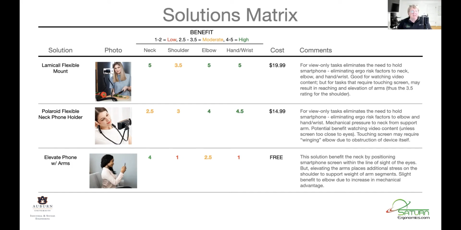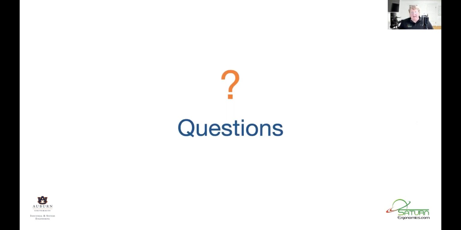But for example, the one at the bottom, elevate the phone with the arms. Okay, it really helps the neck. But then when you do that, you put strain on the shoulder. So we need some way to reflect the negative impact on another body part. But anyway, we have a cost and then a comment so you can better understand it. These are ways to communicate solutions so people have a better idea of what solutions are out there and what might help their situation.